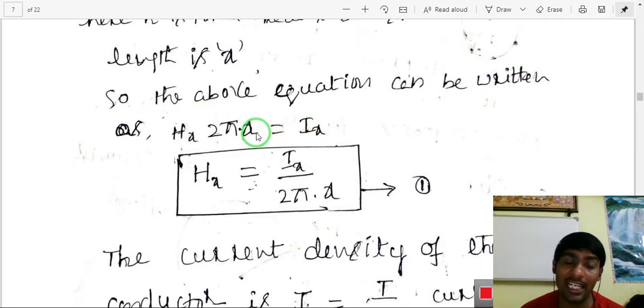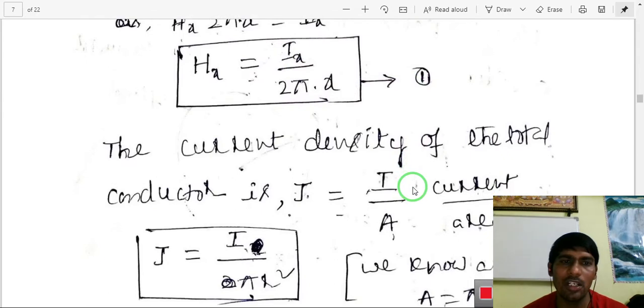Instead of L I replace it with the x value, because I consider only the small distance length. So from this you can find H_x equals I_x by 2 pi x. Let it be equation number 1.